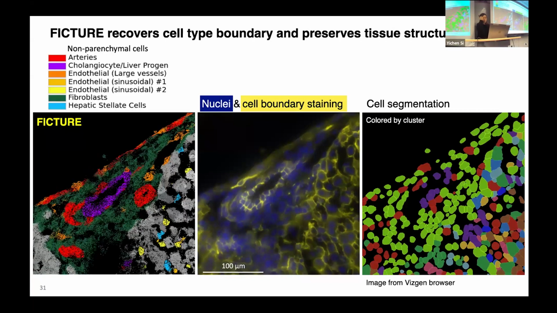So on the left, we highlight several non-parenchymal cell populations as inferred by FICTURE. But although we do not provide cell level segmentation, we can clearly delineate the cell type boundary.